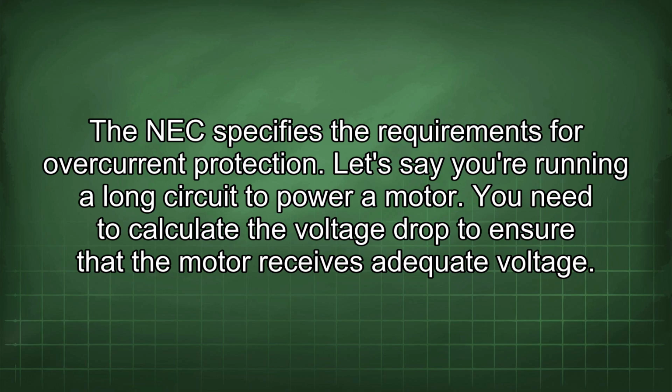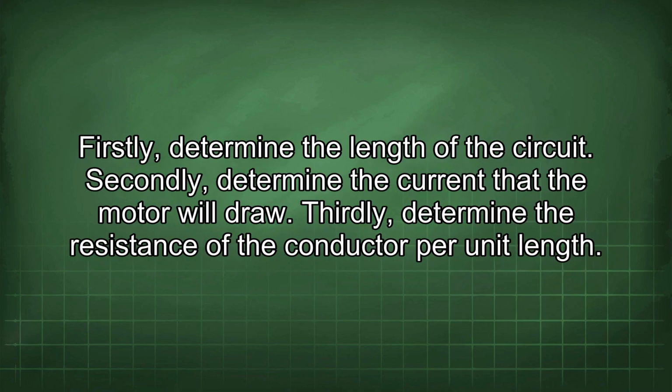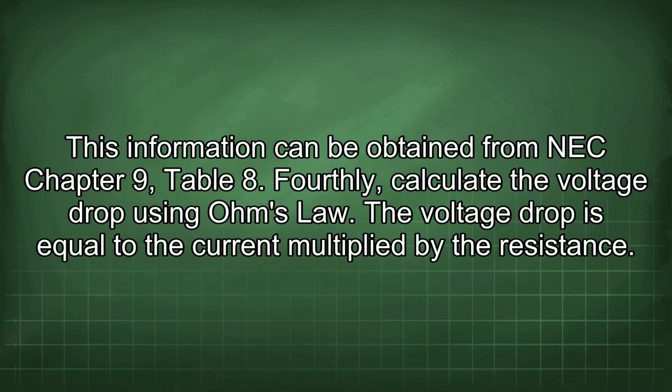Let's say you're running a long circuit to power a motor. You need to calculate the voltage drop to ensure that the motor receives adequate voltage. Firstly, determine the length of the circuit. Secondly, determine the current that the motor will draw. Thirdly, determine the resistance of the conductor per unit length. This information can be obtained from NEC Chapter 9, Table 8.